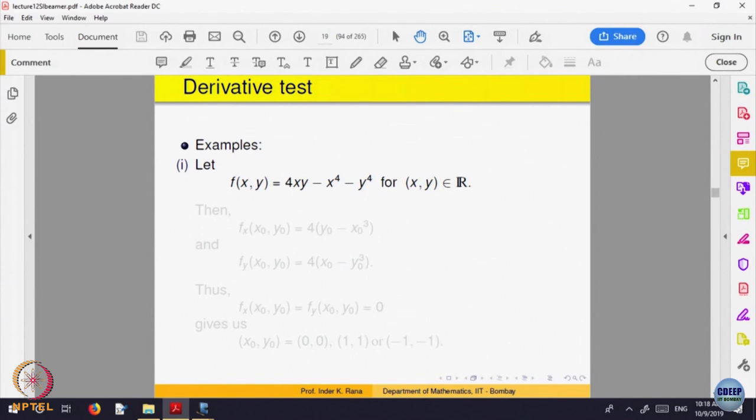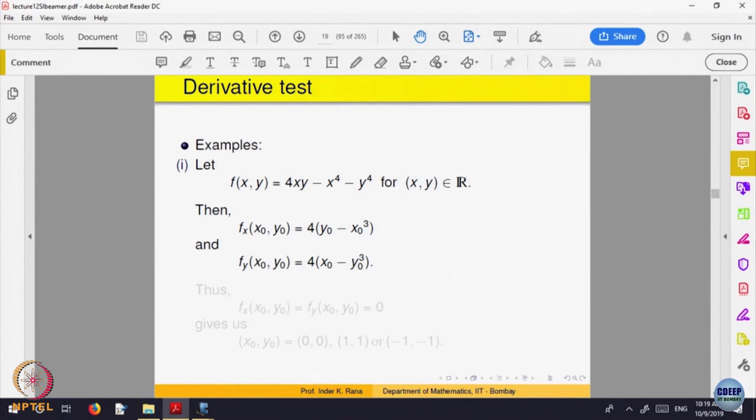Let us look at f(x,y) = 4xy - x^4 - y^4. The function is continuous everywhere, it is differentiable everywhere, no problem, it is a polynomial function of two variables. So what are the partial derivatives? The partial derivative with respect to x is 4y - 4x^3, and similarly with respect to y it is symmetric.